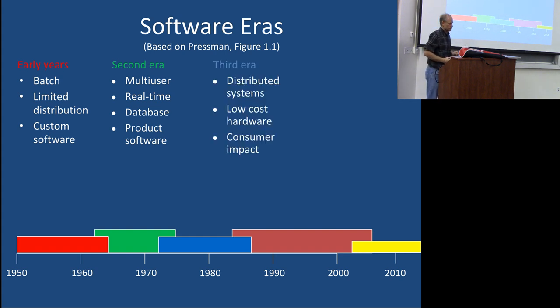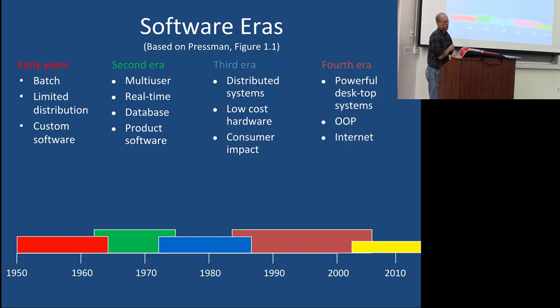So the next era in the 1980s started to be distributed systems. So multiple computers that talk to each other, that were networked. The internet has its roots in the 70s and 80s. Computers started to get cheaper, and computers started to have a consumer impact because personal computers started to appear.